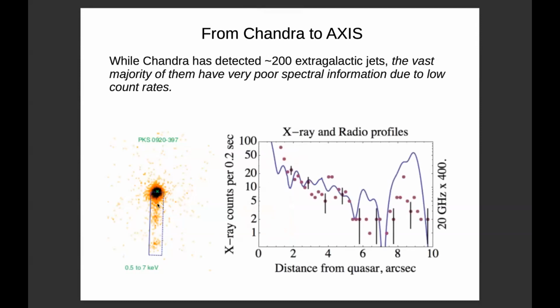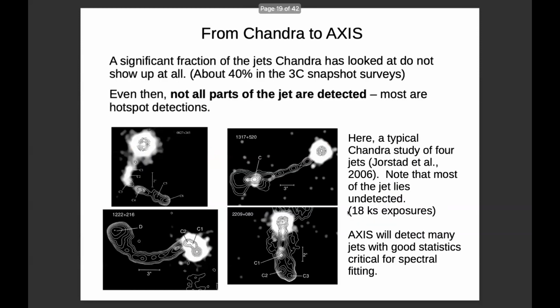And then if you want to try to understand the evolution of the jet spectrally, look at something like the X-ray to radio ratio even, it's very hard with such low counts. You just have a really hard time. A significant fraction of jets that Chandra has looked at do not show up at all. So about 40% in the 3C snapshot surveys just weren't detected. Even when we make detections, a lot of times we're talking about one knot or one hotspot, or a few counts from here and there. We've got significant portions of the jet that just aren't detected.